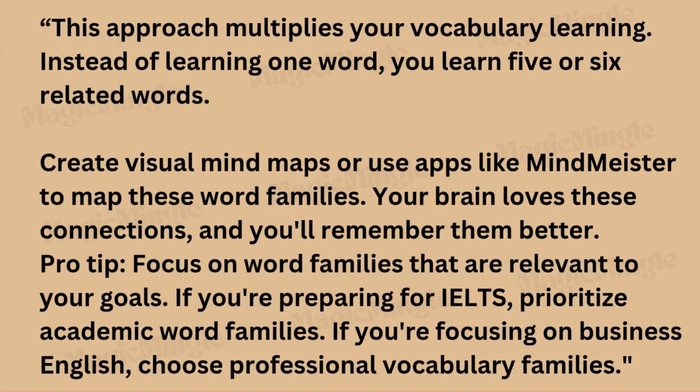This approach multiplies your vocabulary learning. Instead of learning one word, you learn 5 or 6 related words. Create visual mind maps or use apps like MindMeister to map these word families. Your brain loves these connections, and you'll remember them better. Pro tip: focus on word families that are relevant to your goals. If you're preparing for IELTS, prioritize academic word families. If you're focusing on business English, choose professional vocabulary families.